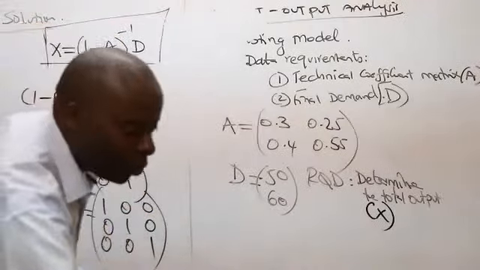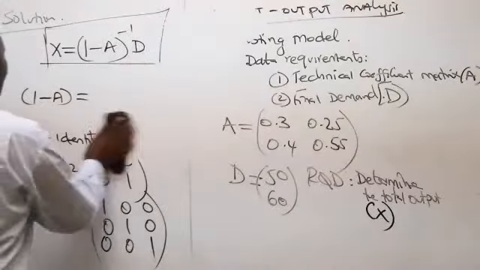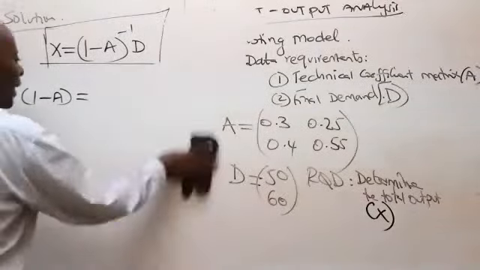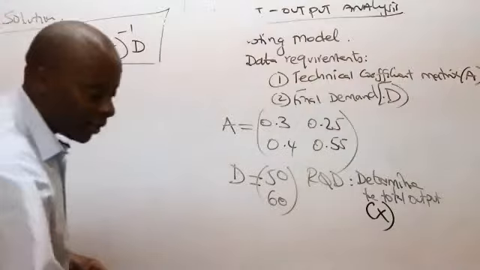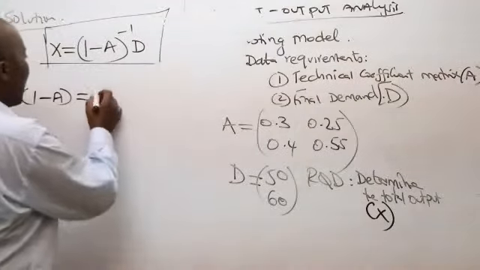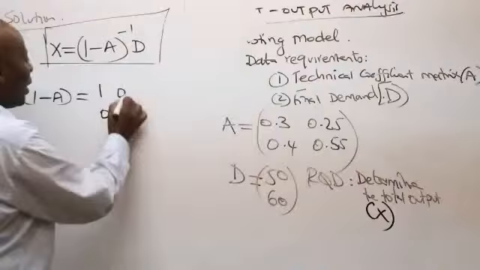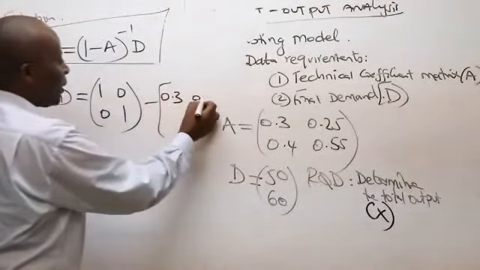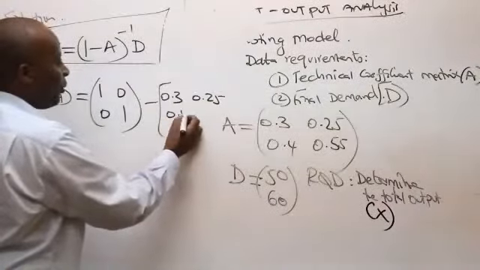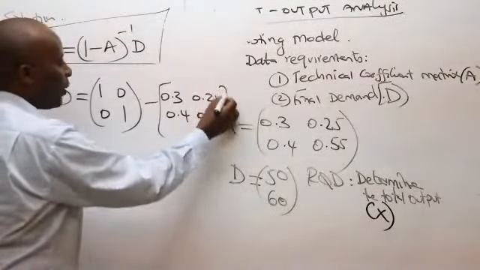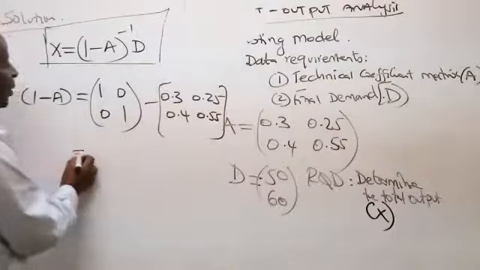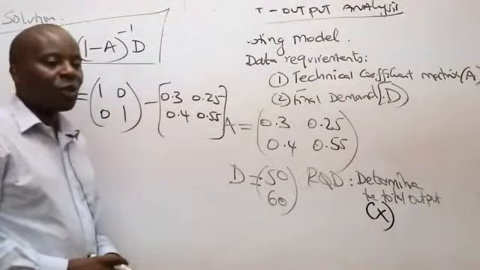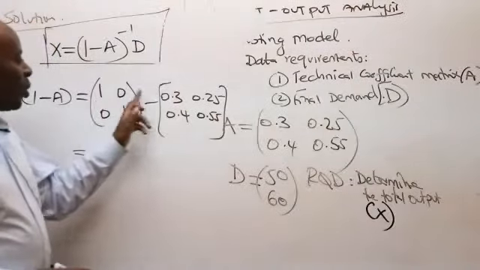So what I'll do, ladies and gentlemen, is come and see here, I minus A, and I can see what my I really is. My I is 1, 0, 0, 1, like that, minus A which is 0.3, 0.25, 0.4, 0.55. From there, please go ahead and do the subtractions for me. Remember, in subtraction you always take corresponding elements.